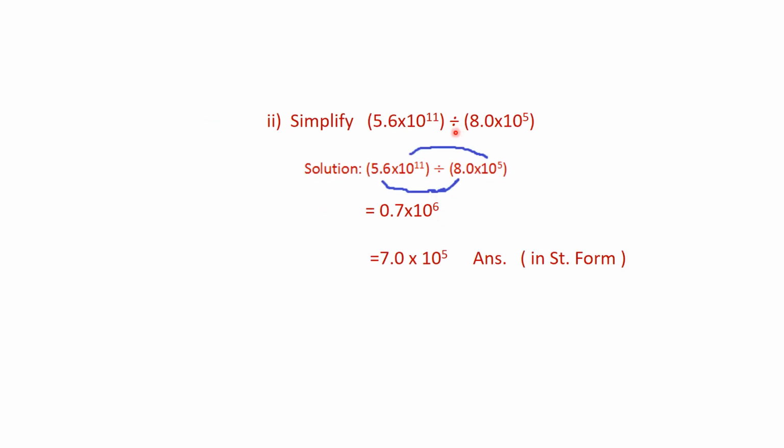Similarly, in case of division, no change in these 10 powers. We don't change these, we use them as they are. Simply we divide this number by this number, and 10 power 11 will be divided by 10 power 5. I have shown this with these lines. 5.6 will be divided by 8 directly, we get the answer 0.7, and 10 power 11 will be divided by 10 power 5. In case of division of the same base, we subtract the powers, so we get 10 power 11 minus 5, we get here 10 power 6.